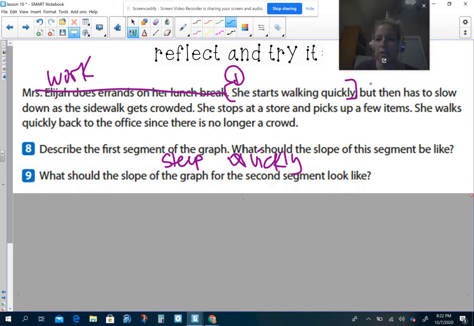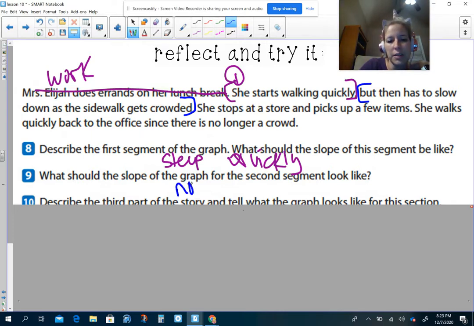I'm going to change colors. But then she has to slow down because it gets crowded. So what's my slope going to do? Is it going to change or be the same? Yeah, it's going to change. It can't be the same because, and you can think about the hallway in the school. The bell rings, and so if you head out at the beginning, you're going to be kid-free roaming the halls, but then everyone starts to come out, it's going to bottle down and it's going to slow down, right? So this one's going to be not as steep, not as steep.